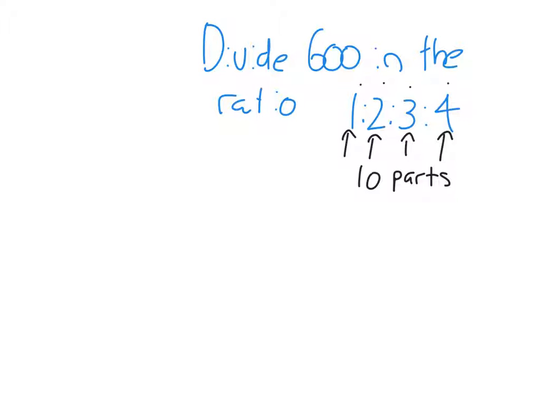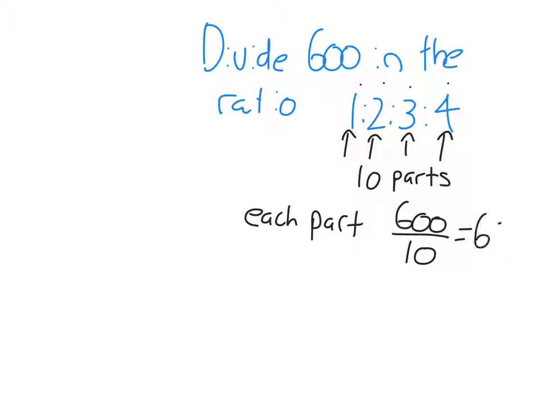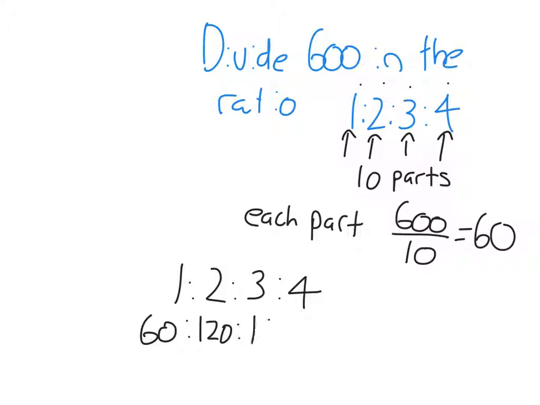We're going to do exactly what we just did. Find out how much one part is worth. There are 10 parts worth 600. So each part is worth 600 divided by 10, which is 60. So each part is worth 60. So we want to put it in this ratio. One part will be worth 60, 2 parts 120, 3 parts 180, and 4 parts 240.